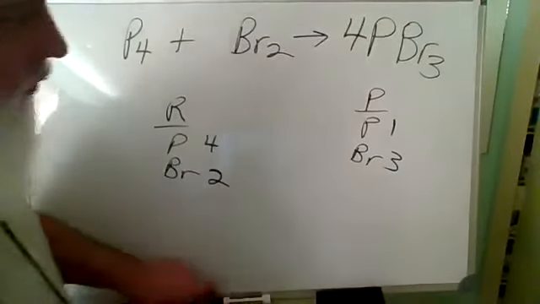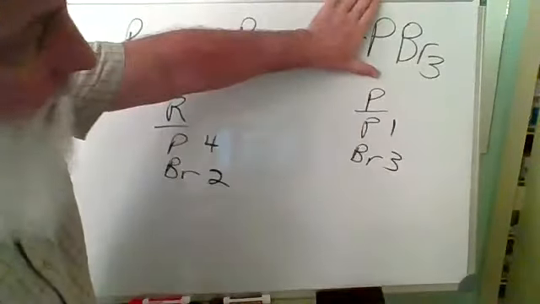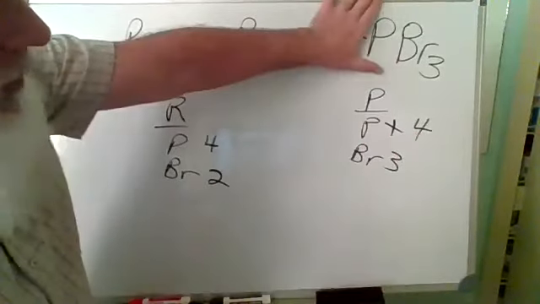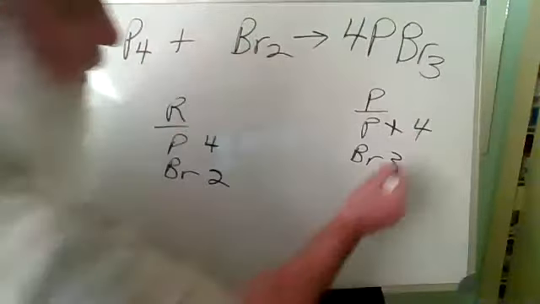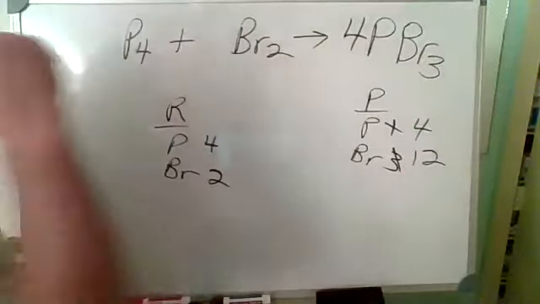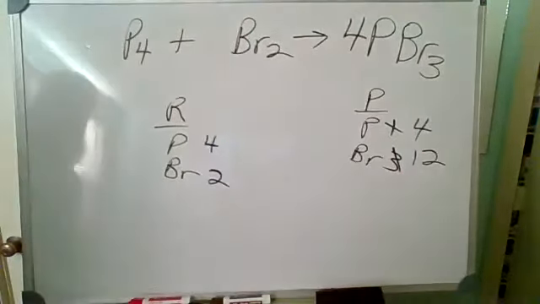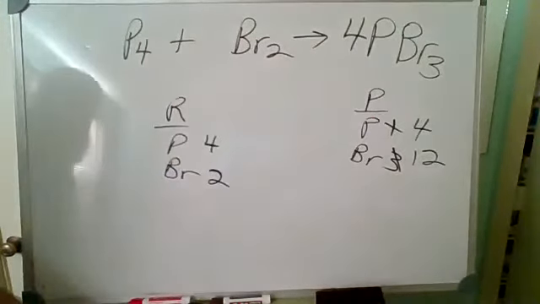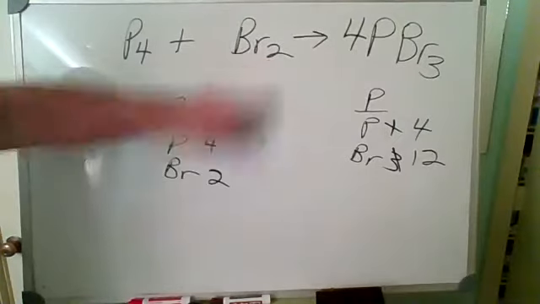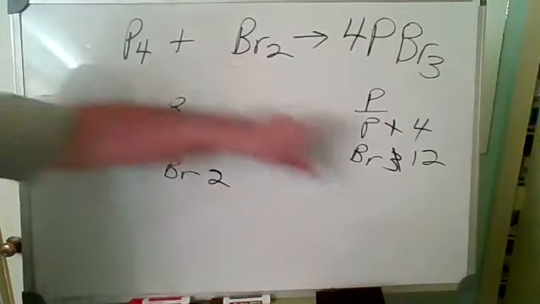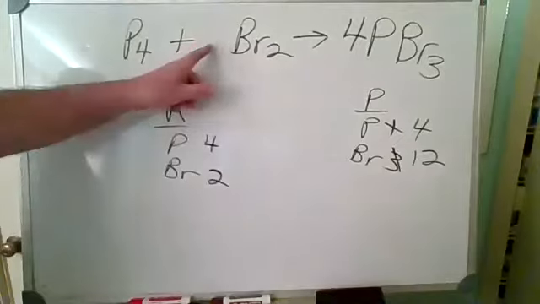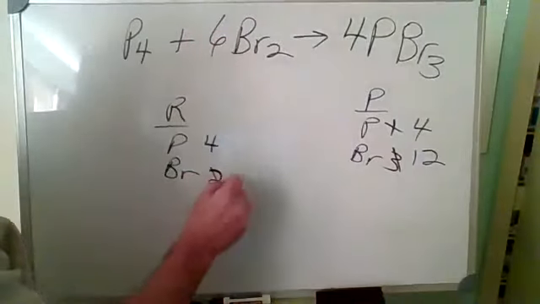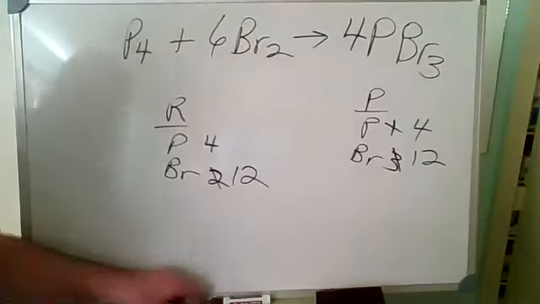So let's go ahead and do that. We've got to change it down here. 1 phosphorus times 4 is 4. 3 bromines times 4 are 12 bromines. 12 bromines there. Right, so now the phosphorus are balanced. So now I'm going to take care of the bromines. Here I have 2 bromines. So what number times 2 equals 12? I just put a 6 there, and that gives me 12 bromines.